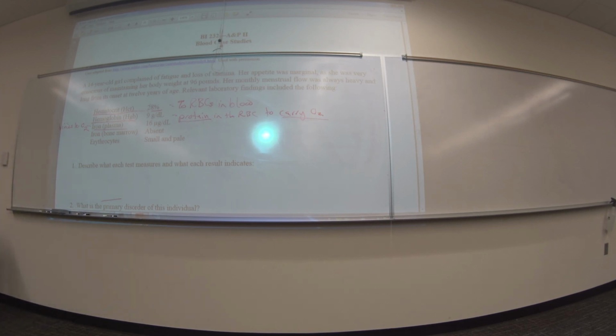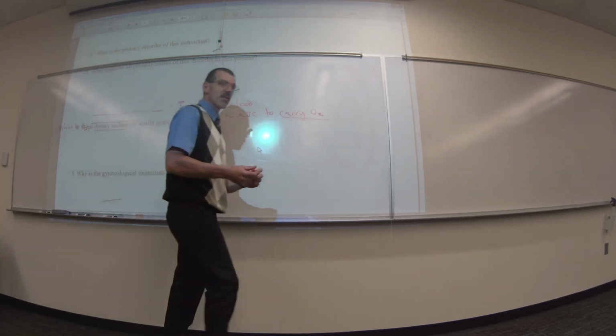So your job is on number 2 and 3. You and your team have a minute to figure out what we call this disorder and how she got it. Put it on the board. What do you call it when you don't have enough?